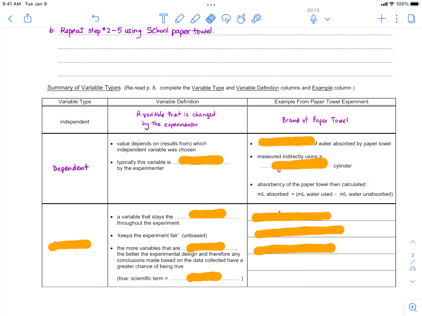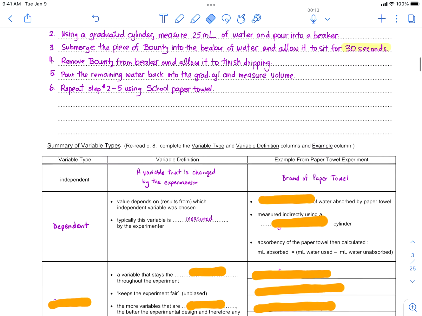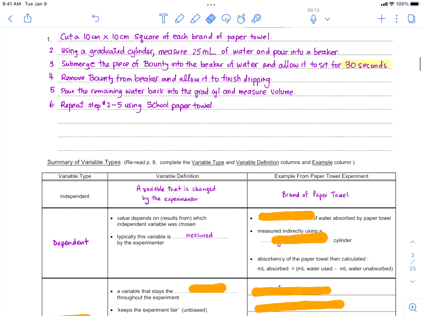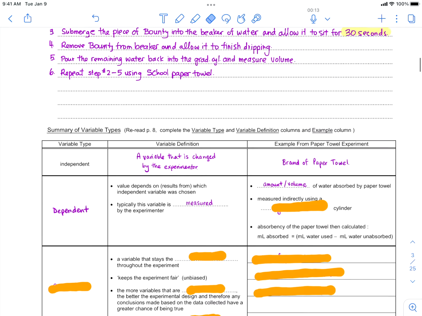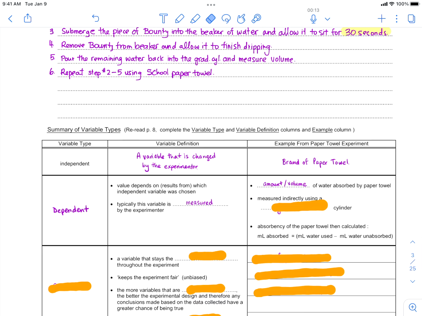The dependent variable is the value that depends on our results from which independent variable is chosen. This typically is what is measured by the experimenter. So when we think back to our procedure and what we're actually measuring, we're measuring the amount or the volume of water that's absorbed by the paper towel, right? So that's our dependent variable. That's what we're measuring. And we're measuring this indirectly using a graduated cylinder.